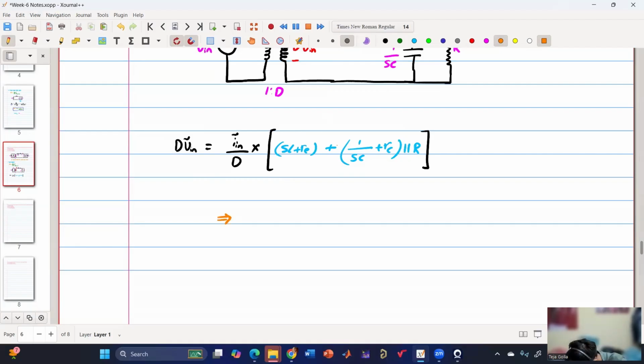So we'll get Z input of S equal to 1 by d square into SL plus RE plus 1 by SC plus RC, parallel R.